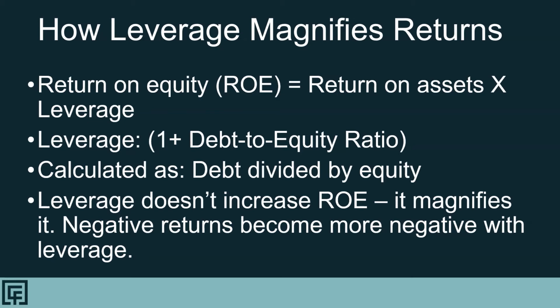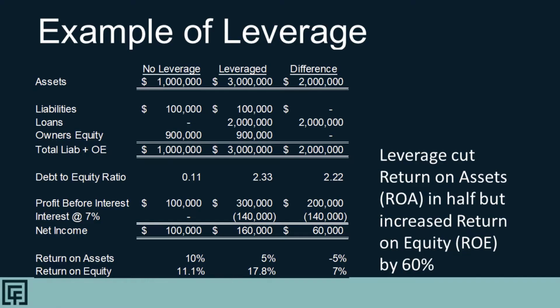So what do I mean it magnifies return on equity? If your return on assets is highly positive, borrowing money usually makes the return to the owners, the ROE, go up. However, if the return on assets is negative, borrowing money will make the return to owners become much more negative. I'll show 2 examples to explain this more.